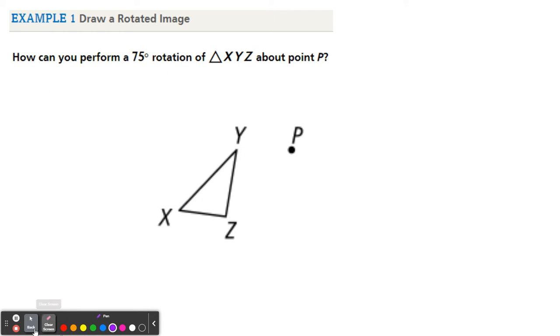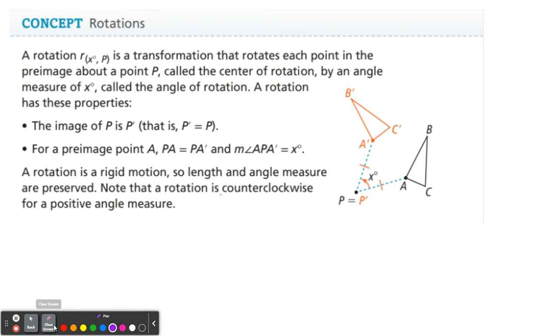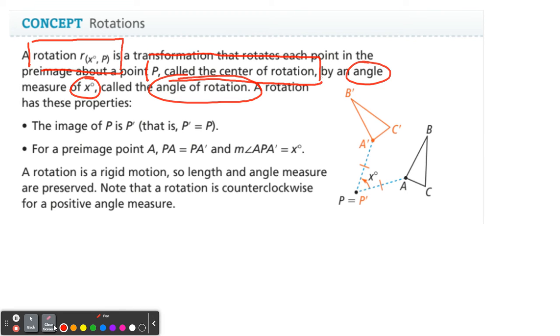So now, based off of this, let's talk about the definition of rotation. If you're doing a rotation, notice the notation: R in parentheses, X degrees, comma, P. X is the degree measure that you're rotating, called the angle of rotation. And P is the point that you're rotating about. It's called the center of rotation. Typically, it's going to be the origin in our coordinate plane, but it could be a different point. It could be a point on the figure. It could be a point in space, like in the previous example.